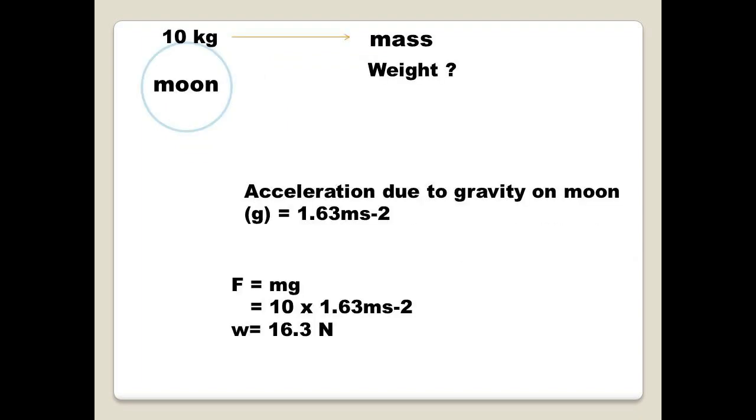Here the same 10 kg of mass is standing on the moon. So here 10 kg is the mass. What is the weight? To find the weight, we use the same formula, but gravity is different on the moon. So what is the gravity on the moon? 1.63 meters per second squared. To calculate, we use moon gravity: 10 into 1.63. When you multiply, we get the weight on the moon, that is 16.3 Newton. So mass will never change wherever you go, but weight will change due to the gravity of the place.